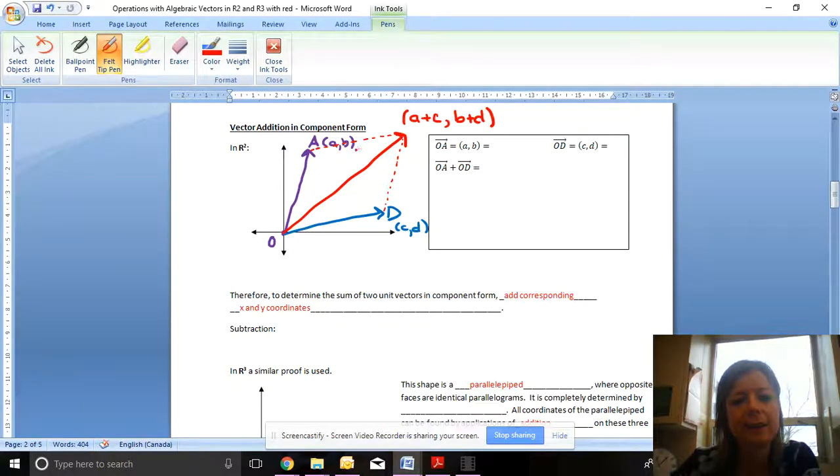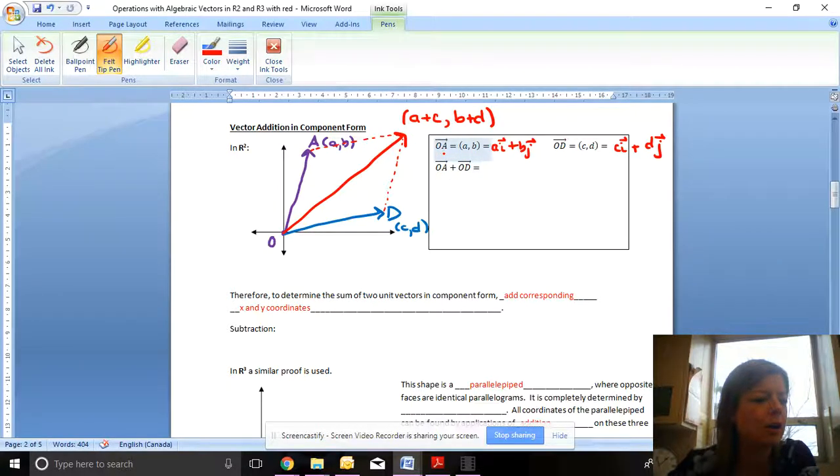So if you're adding vectors, then you just have to add the x's to get the resultant x and add the y's to get the resultant y. So we're going to show why this is true using unit vectors. Because OA can be written as ai plus bj, and OD can be rewritten as ci plus dj. These are just taking our coordinate form and rewriting each with unit vectors.